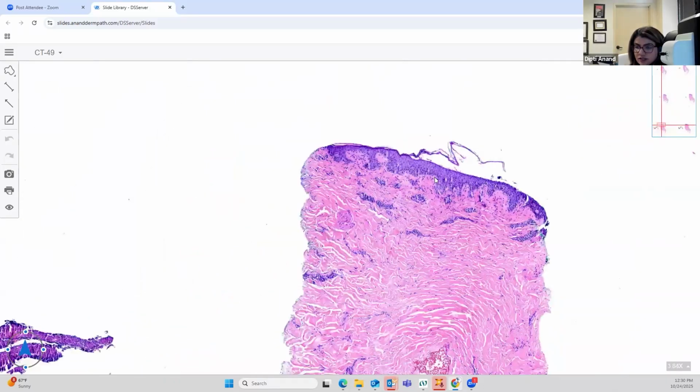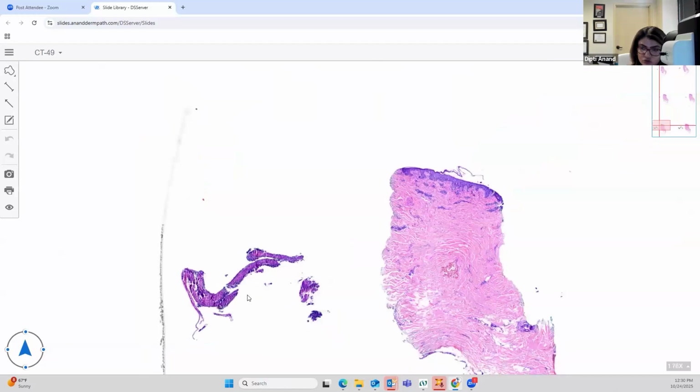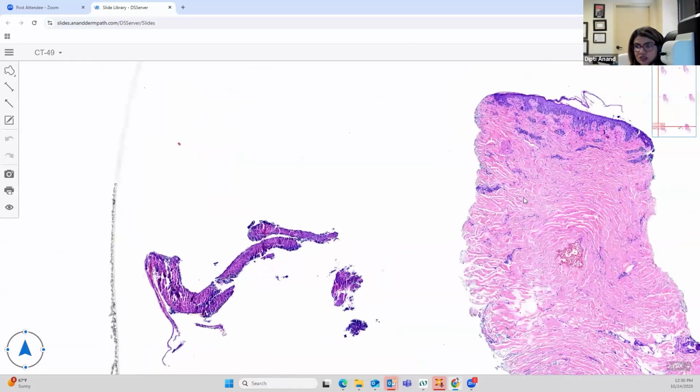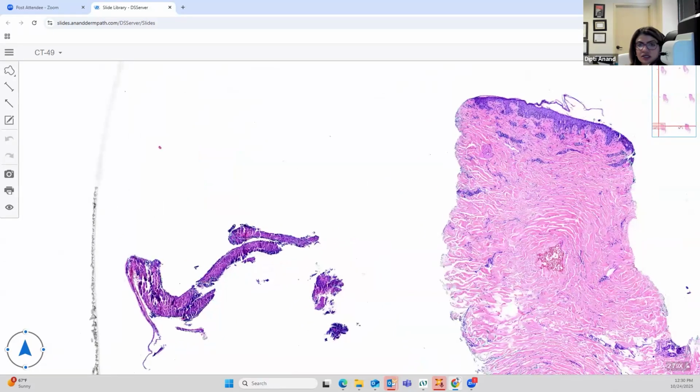Good. So this is a subcorneal split with actually it's pretty cell rich with neutrophils with bacteria. So that's classic for bullous impetigo. Good. And then the last one.